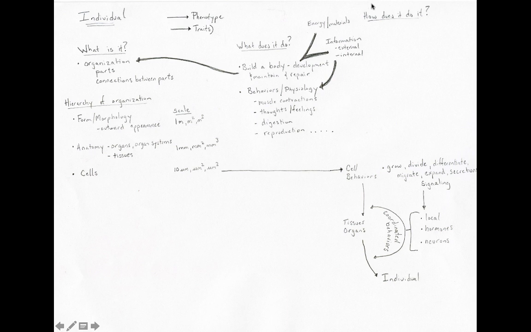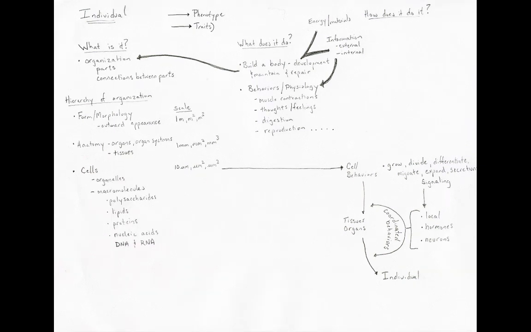Okay, so then the third question is a really important question, and that's how does it do it? So how does a body take energy, materials, and external and internal information and direct those materials and energy into building the body and building that functional organization? And so to get at the answer, we need to go a little deeper into the organization of an individual. And so we've got to go down to a lower level of this hierarchy and go inside cells.